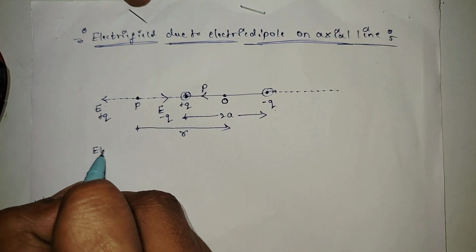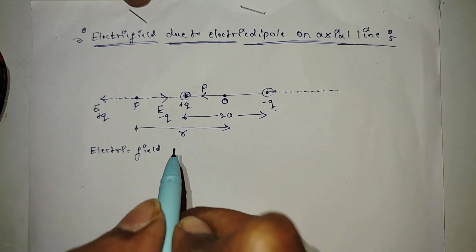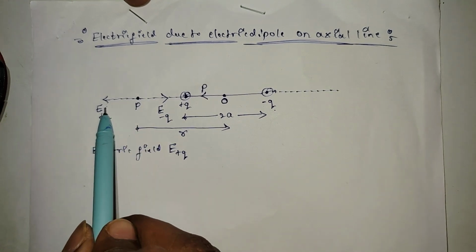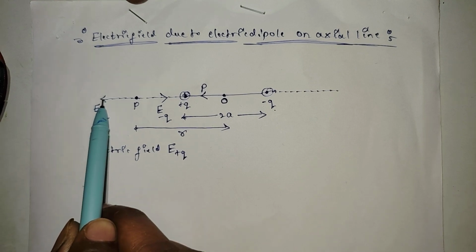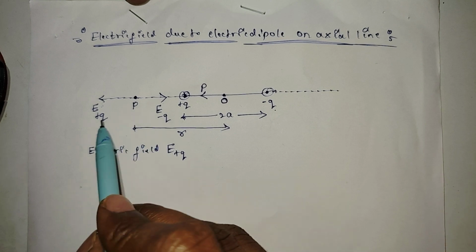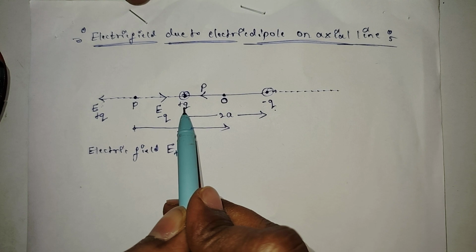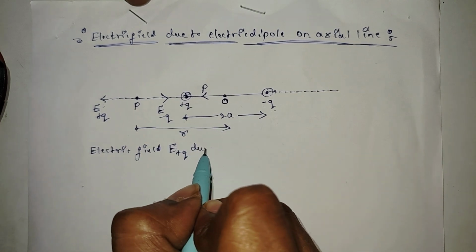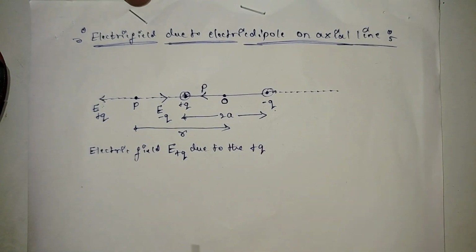Here electric field E plus Q. Now we have to calculate the net electric field. First I am considering the positive electric field. This electric field is created by the positive charge. So electric field E plus Q is due to the positive charge.